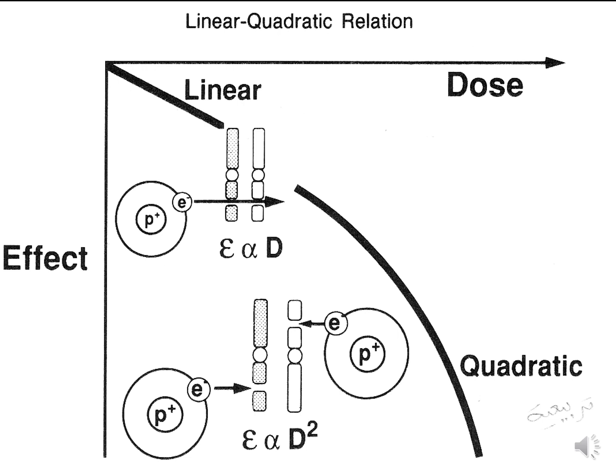The second part of the curve, they found the relationship to be that the effect of radiation is in direct proportion to D squared. And let me explain it in more detail.